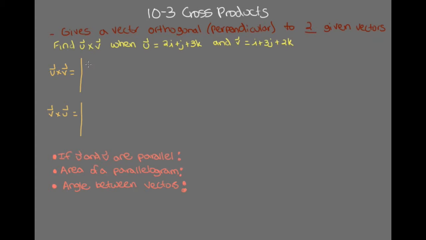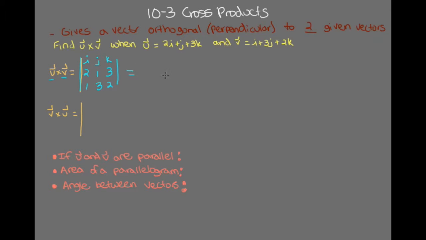So the way we find the cross product is we use the determinant of a matrix. On the top row, we're always going to have i, j, and k. In the next row, we're going to put vector u because u comes first. So we're going to put the coefficients of i, j, and k. If it was in component form, we would just put the numbers. We have 2, 1, and 3. And then we put the second vector, which is in this case vector v, which is going to be 1, 3, and 2. And we take the determinant of that particular matrix.